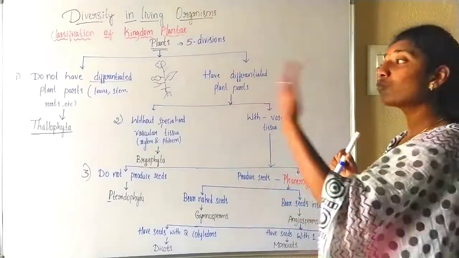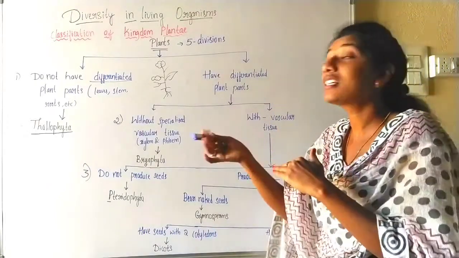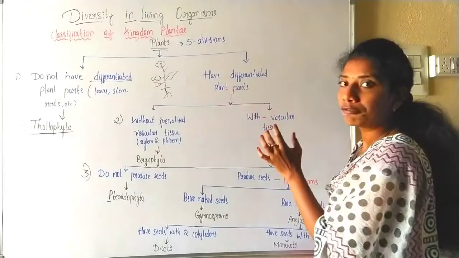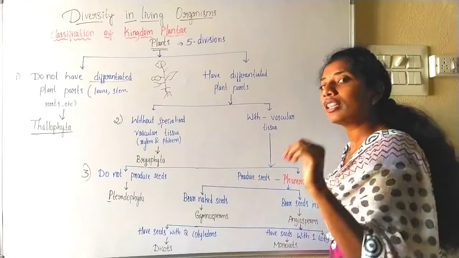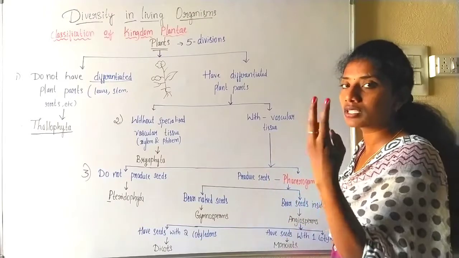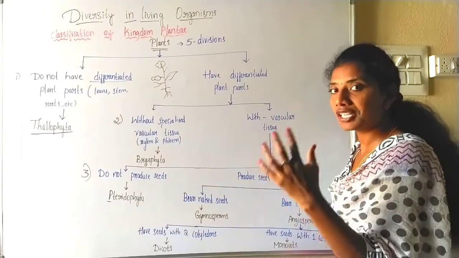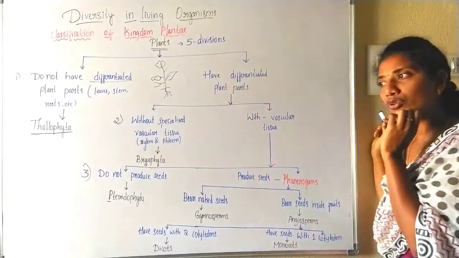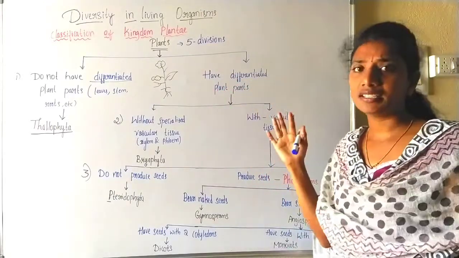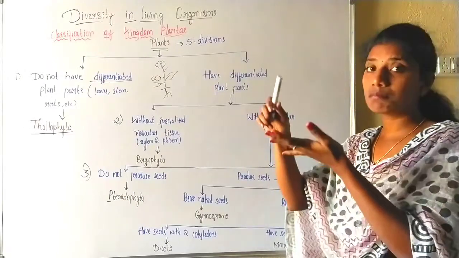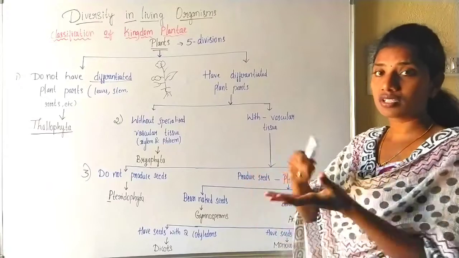There is one more group which possesses differentiated plant parts. In this group, plants possess all the differentiated plant parts like leaves, stem, and roots. All these differentiated body parts are present in this group of plants. We have many different types of plants which possess leaves, stem, roots, flowers, and fruits.